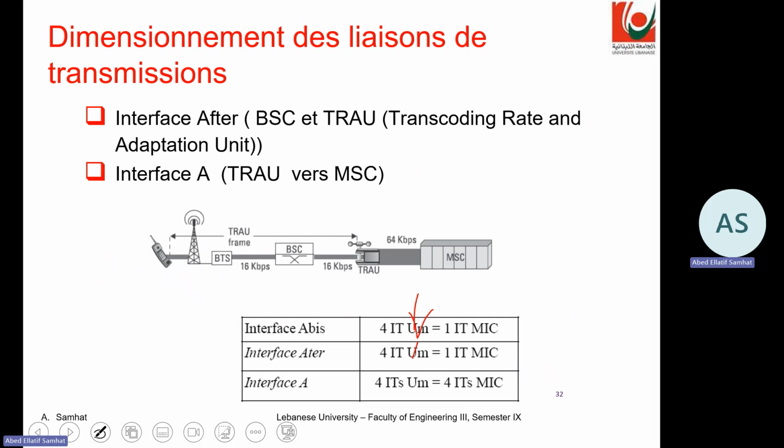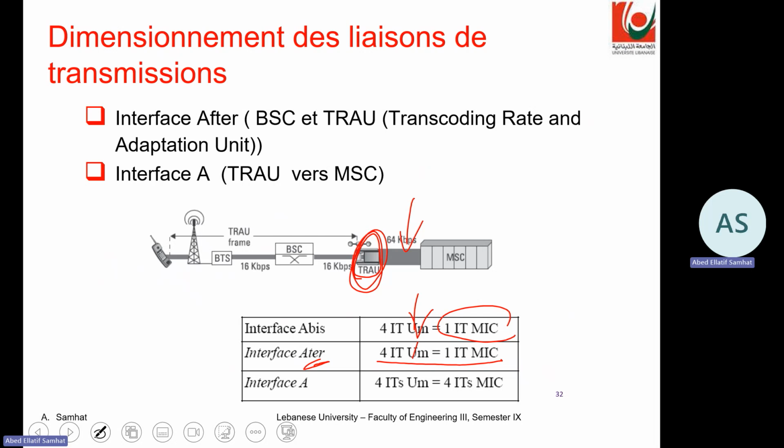Um is the radio interface. It's one time slot on the link E1 interface. Here also it's the same. However, for the A interface, it's possible to use what we call a transcoding rate and adaptation unit. In this case, it's used to make an adaptation of the communication with the classical telephony, which is the ISDN system. Typically, the speech in the ISDN system is 64 kilobits per second.